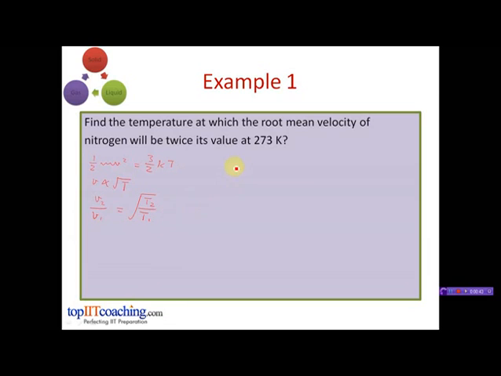Now it's given to us in the question that V1 is equal to V. If we assume that, then V2 is equal to 2V, that is twice of V1, and T1 is equal to 273 Kelvin. So on substituting the values in this equation, we can write 2V upon V is equal to T2 upon 273 raised to 1 by 2, or T2 is equal to 2 squared into 273, that is 2 squared is 4. So on solving this we get 1092 Kelvin. This is our final answer.